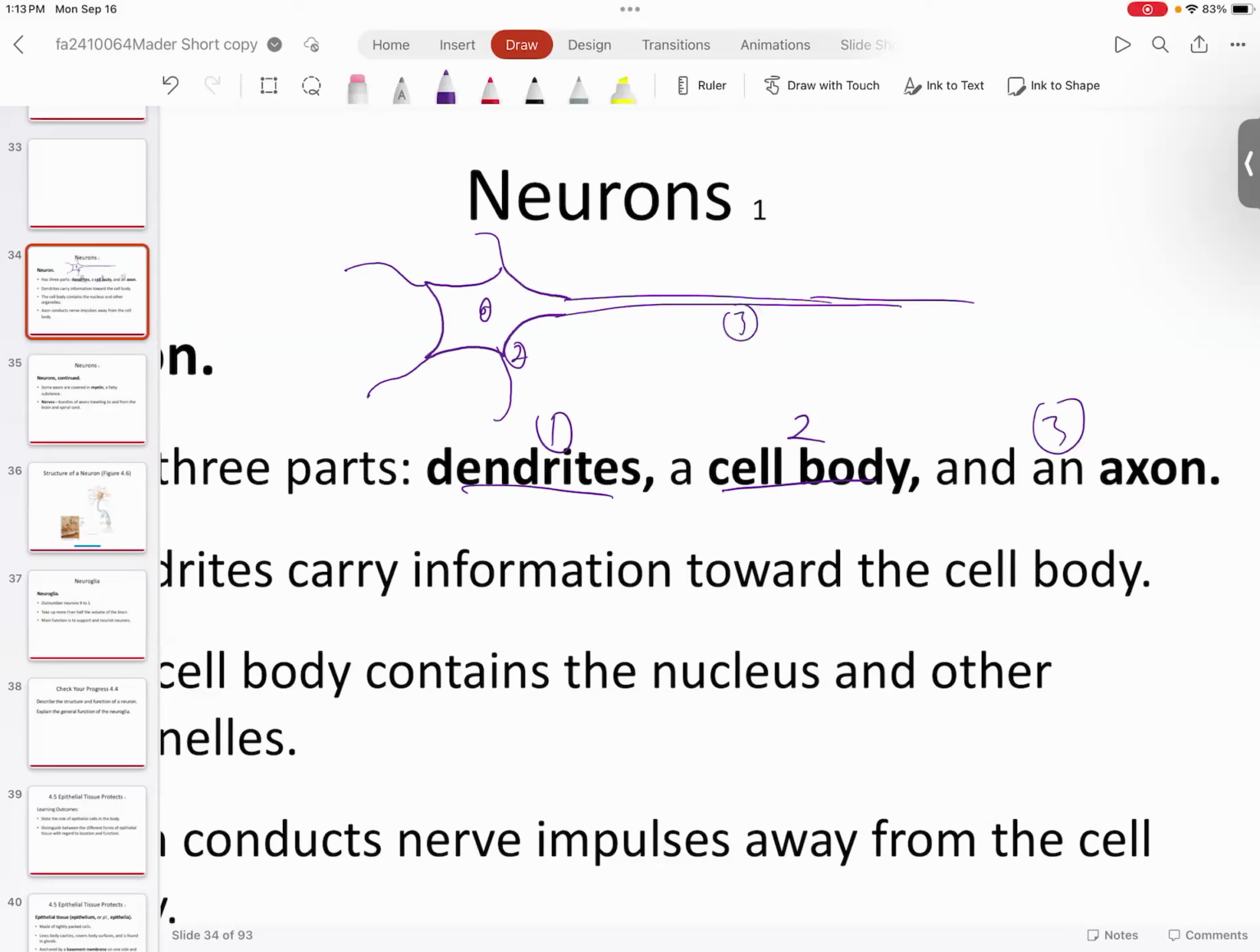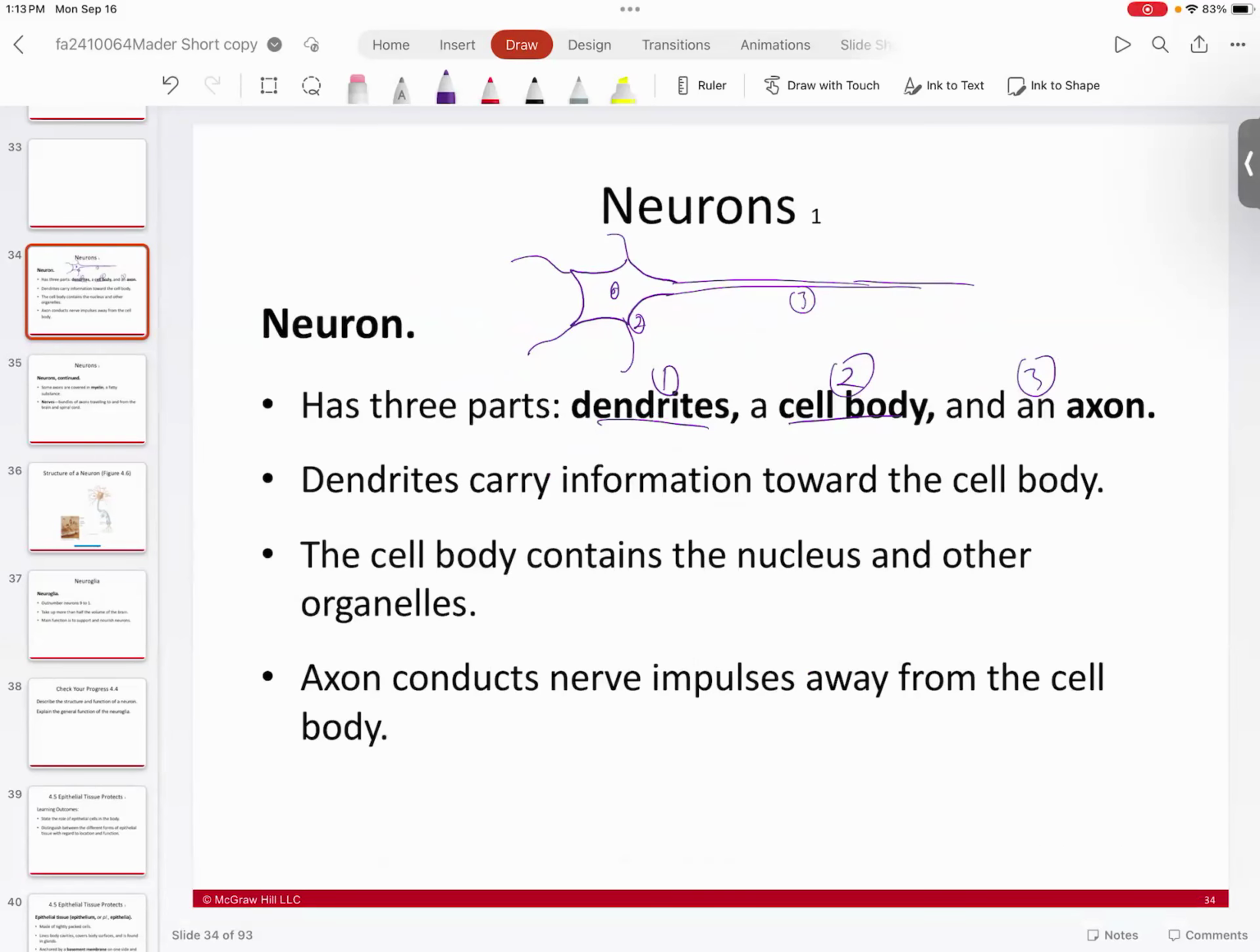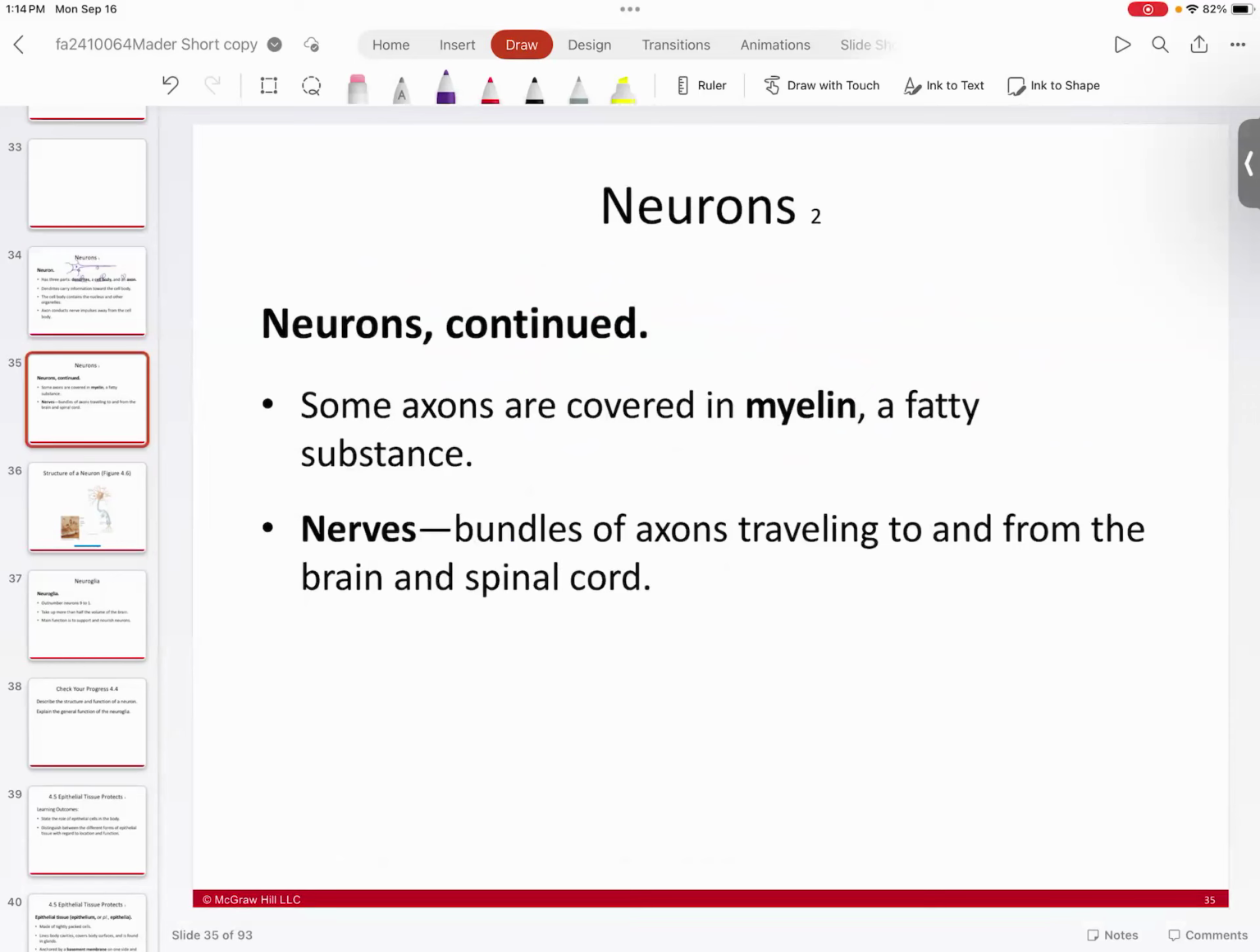So the axon is that main process of the neuron that's basically leading the way. So you're either carrying information toward the cell body or away from the cell body, whether you're the dendrites bringing information to the cell body for the cell body to process, and then sending out your response out on the axon. A lot of axons in neurons are covered in myelin, which is kind of a fatty substance. It's actually a lipid membrane.